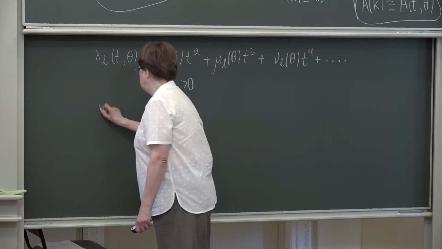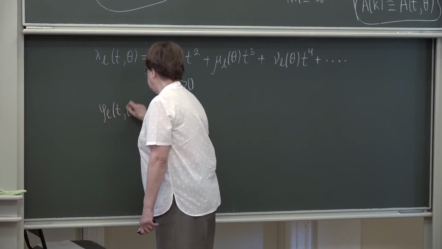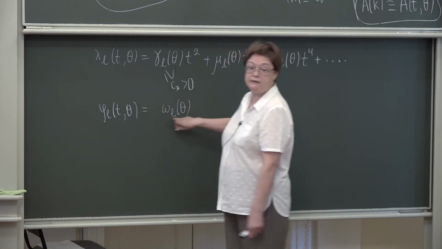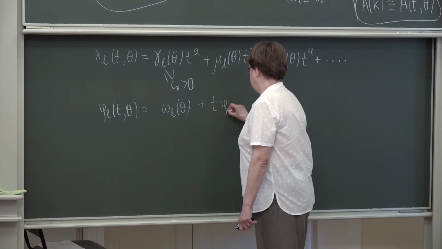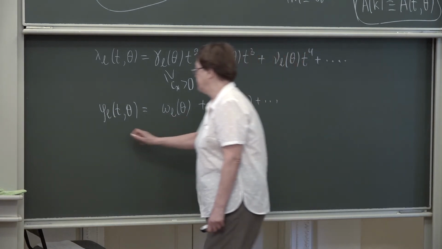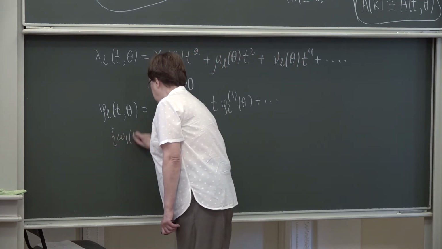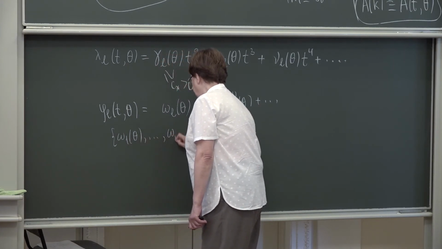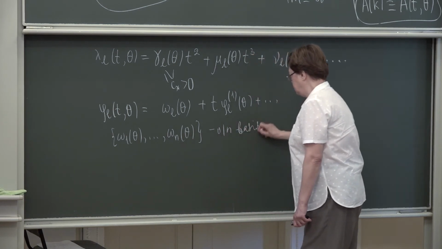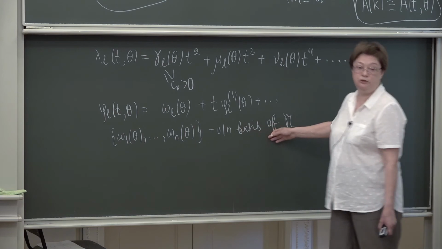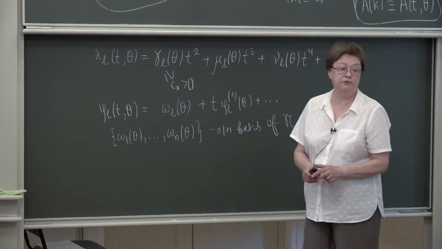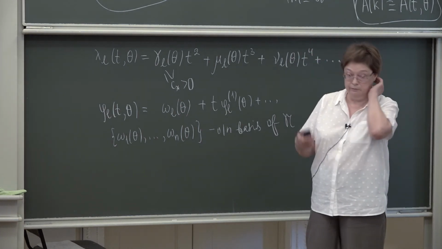Next, we write down also expansions for eigenvectors phi l. They start with some embryos, omega l. Next, we have the term of order t, and so on. And the set of omega l's forms an orthonormal basis in the subspace of constants, in the kernel of the unperturbed operator. These coefficients are called threshold characteristics of our operator family at the bottom of the spectrum.